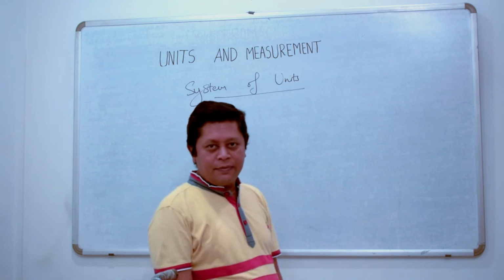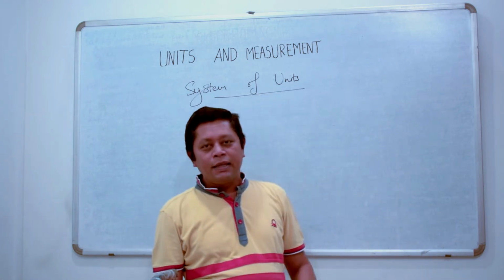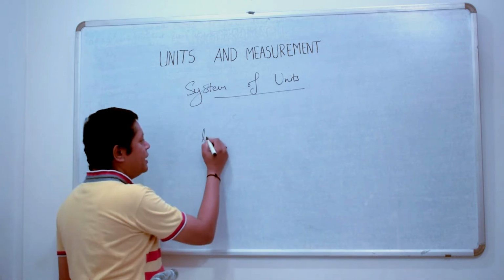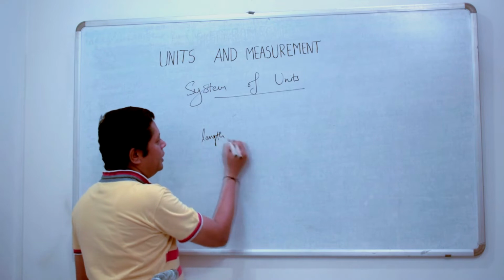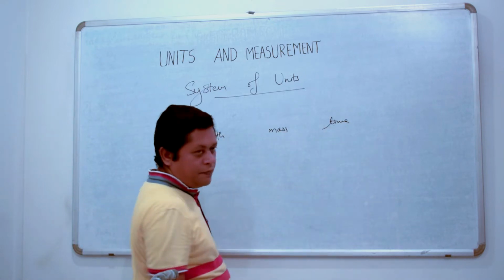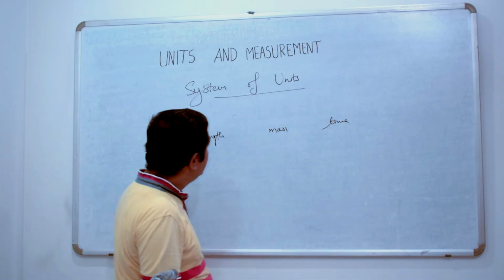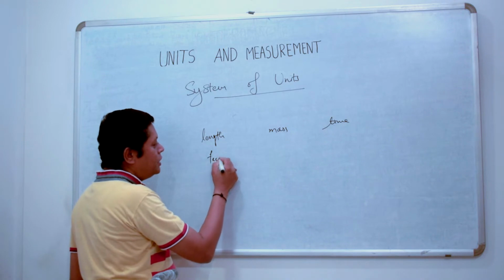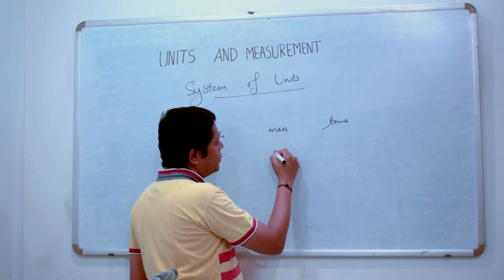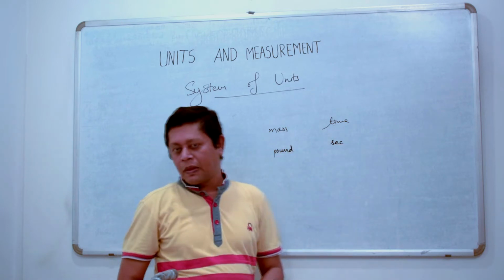In olden days there was a system called the FPS system. That system measured three physical quantities: length, mass and time. In this FPS system, length was measured in feet, mass was measured in pounds, and time in seconds.